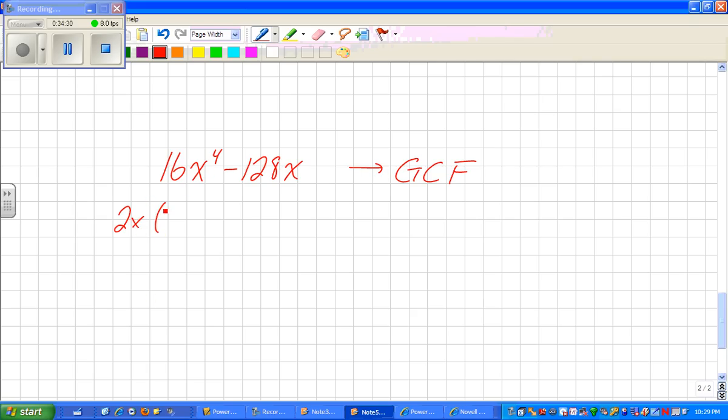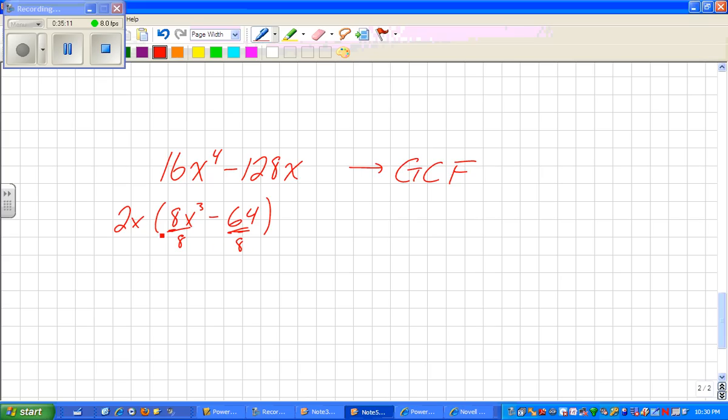If I do that, 16 divided by 2 is 8. I had 4 x's, but I take an x out. That's x to the third. Minus 128 divided by 2 is 64. I had an x, but I took an x out, so I don't have any left. If you look at this one right now, you can notice that now they are both perfect cubes. But 8 and 64 have another GCF. You can take out a bigger number here. 8 and 64 are both divisible by 8. So you can still take out another 8 here if you didn't see it before.